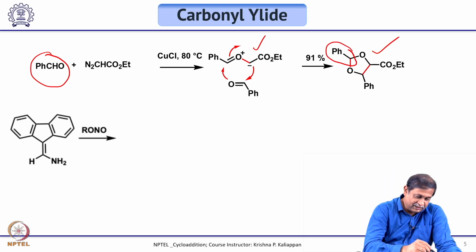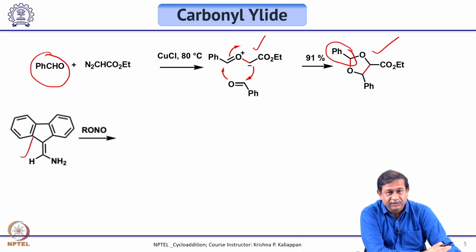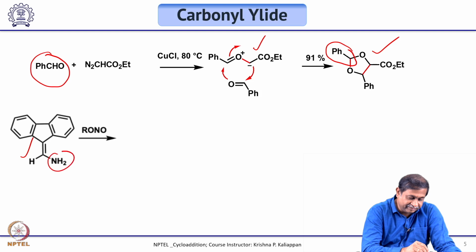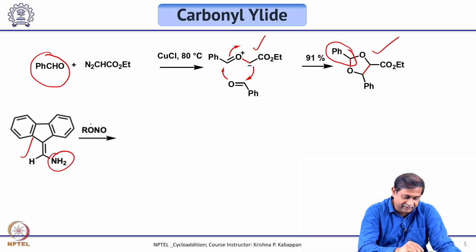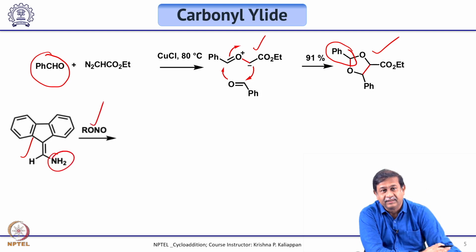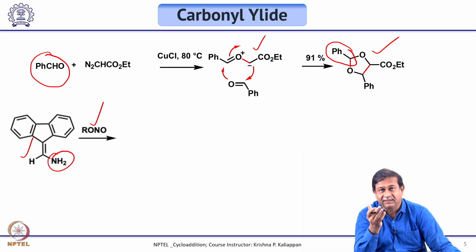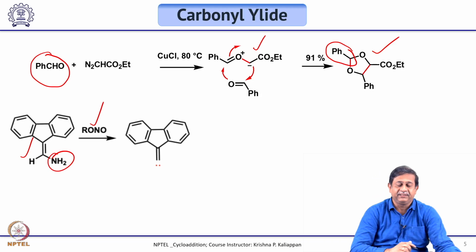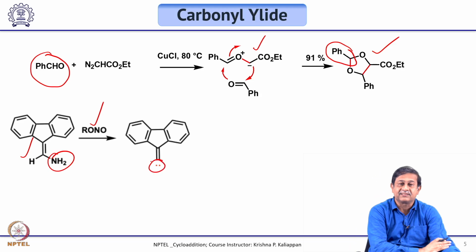And in this particular case, if you have an enamine and then treat with alkyl nitrite, so what happens is, whenever you have an aromatic primary amine and you treat with sodium nitrite and HCl, it forms the corresponding diazonium salt. The diazonium salt, if you heat it, nitrogen will go and then you will get a carbene. So this is what happens when you treat with sodium nitrite or alkyl nitrite.